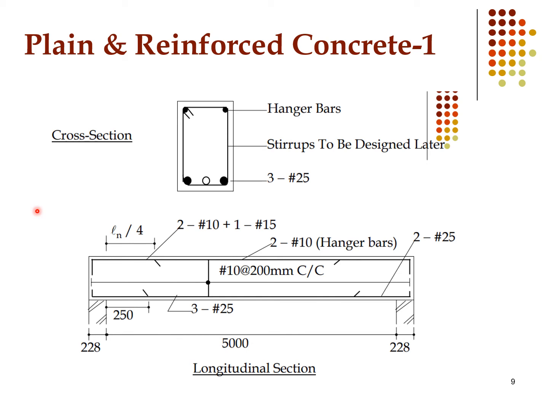Now we need to provide the area of steel. The required area of steel is 1442 millimeter square. Now the provided area of steel needs to be greater than that value. If we put 3 number 25 bar, so area of 1 bar for number 25 is 510. If we multiply 510 with 3, we will get 1530. So the provided area of steel with 3 number 25 bar is more than the required.